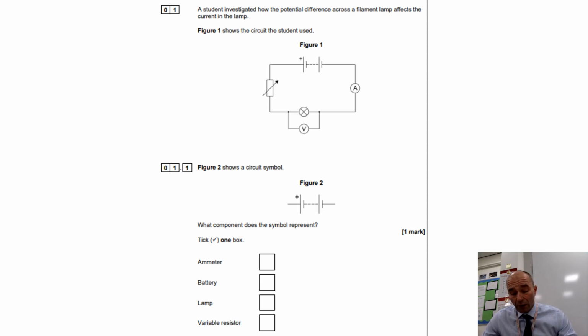First question, figure 2 shows a circuit symbol. Which component does that represent? Well, we've got the two cells together. Two or more cells means that we have a battery. So it's a nice straightforward question to start you off with.